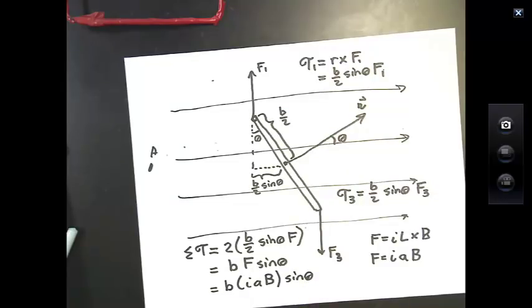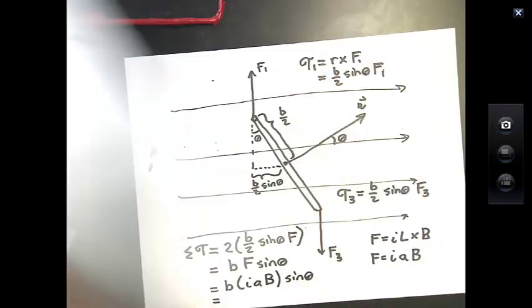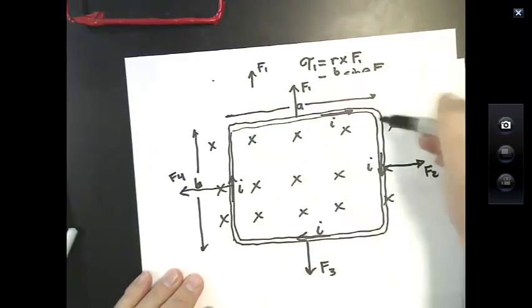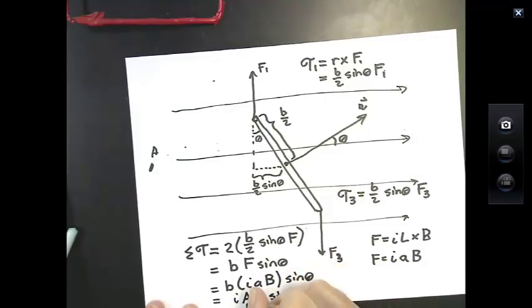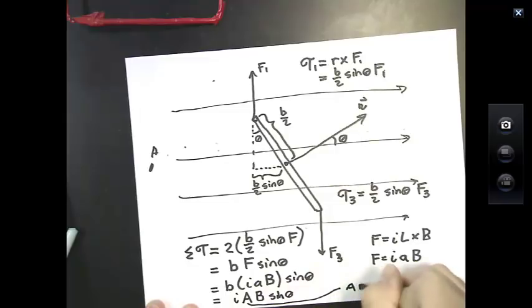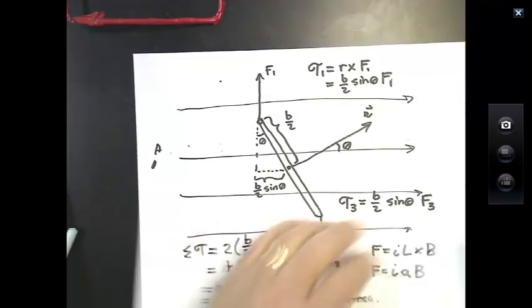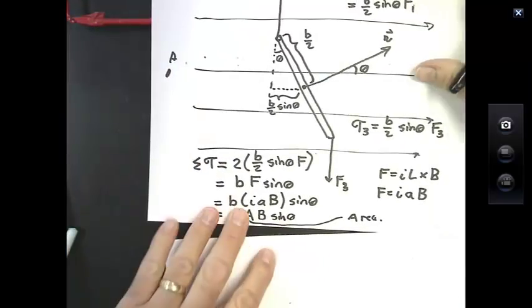Okay. So I'll rearrange this slightly. I'm going to say B times A. B times A is actually the area of my loop. So I'm going to say it's the current times the area of the loop times the B field times the sine of theta. Okay, so this little guy is area. All right, I need a little room here.